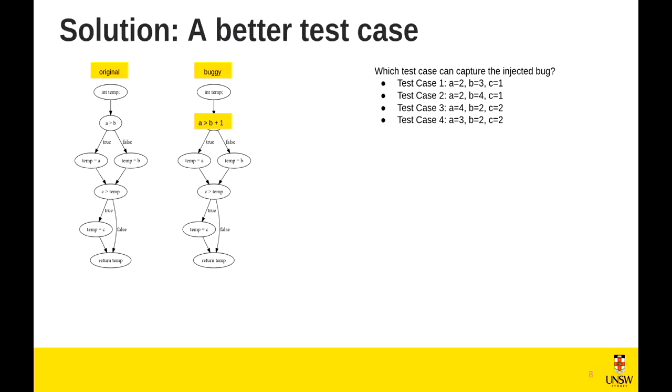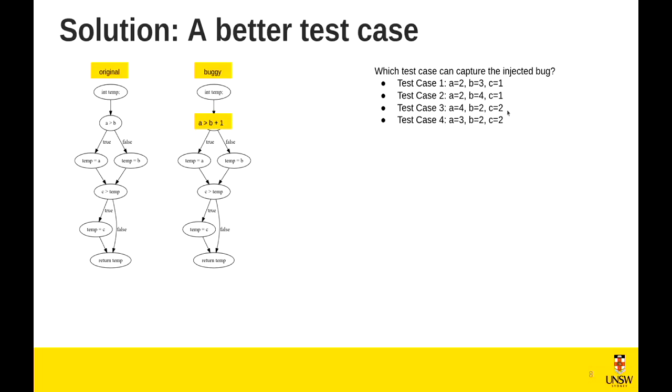So we can quickly exclude test case 1 and 2 because they don't affect, and they are not affected by the change, because A is already smaller than B. And if we change the condition to become A is larger than B plus 1, both test case 1 and 2 are not affected at all. So the tricky part is how do we differentiate test case 3 and 4.